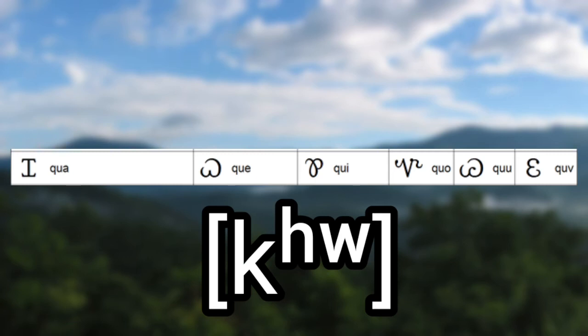Next is the Qua row, which is the QU sound, as in question, combined with the vowels.